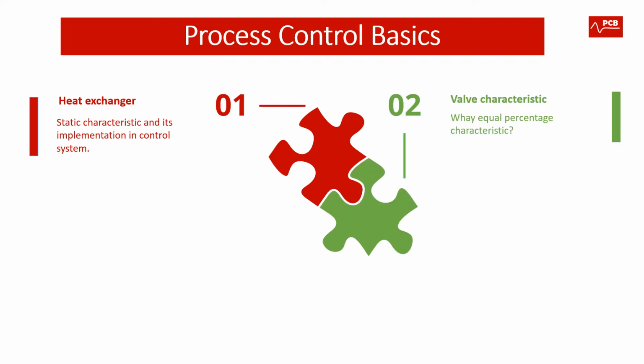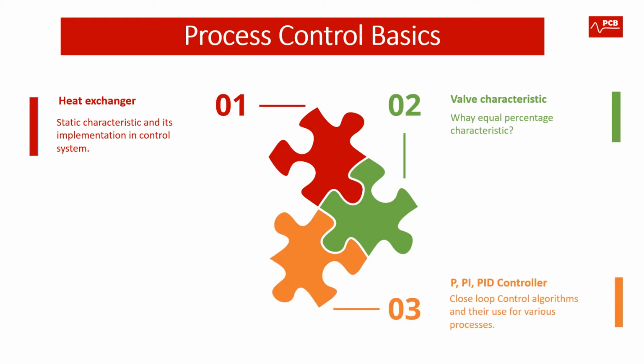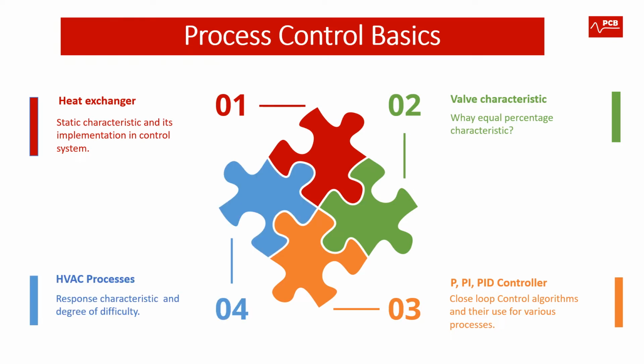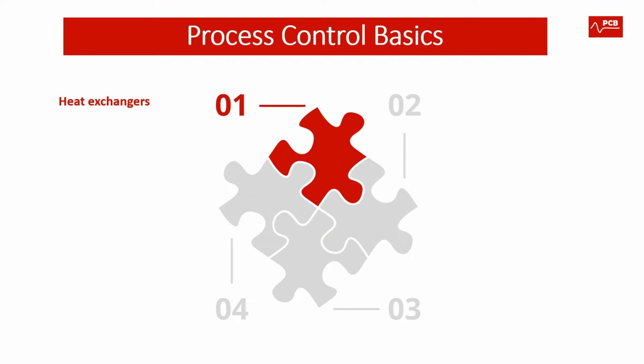The next one presents a selection of valve characteristics in applications with heat exchangers. In the third one, we will walk through the control algorithms P, PI, PID and their use in processes. In the fourth one, we will look at the dynamic properties of HVAC processes and their degree of difficulty.